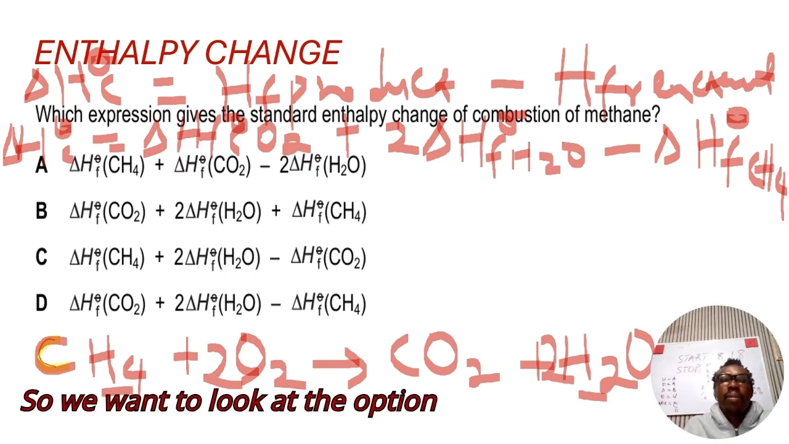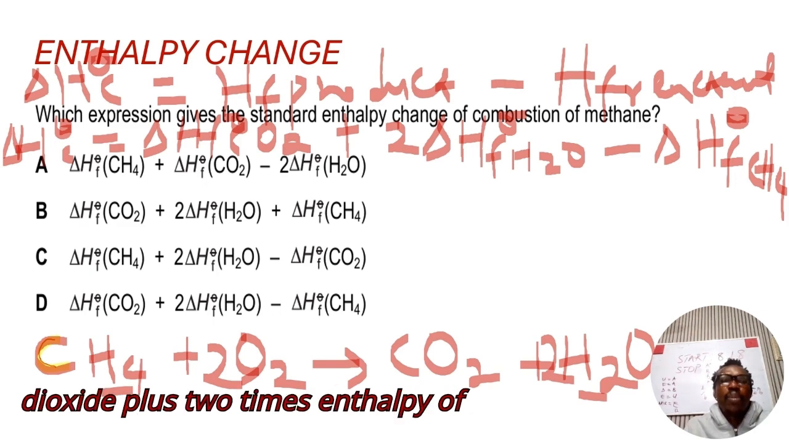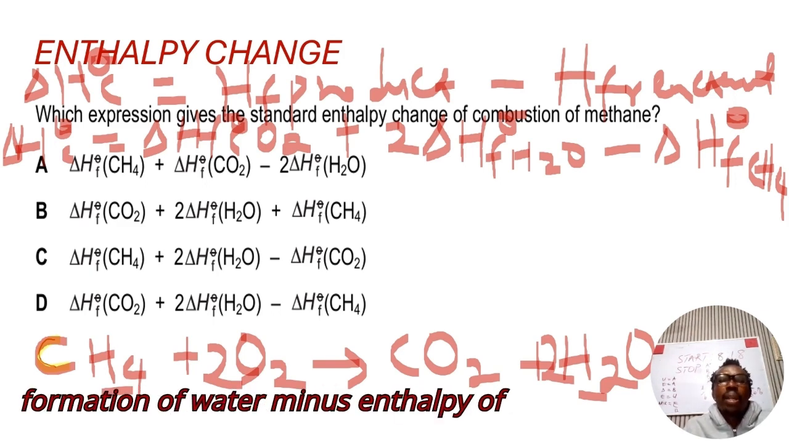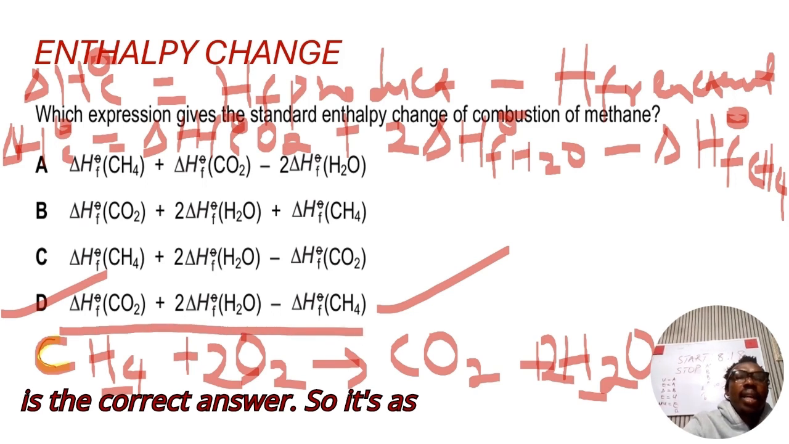So let's look at the options now. Enthalpy of formation of carbon dioxide plus 2 times enthalpy of formation of water minus enthalpy of formation of methane. So the correct answer to this question is what? D. D is the correct answer.